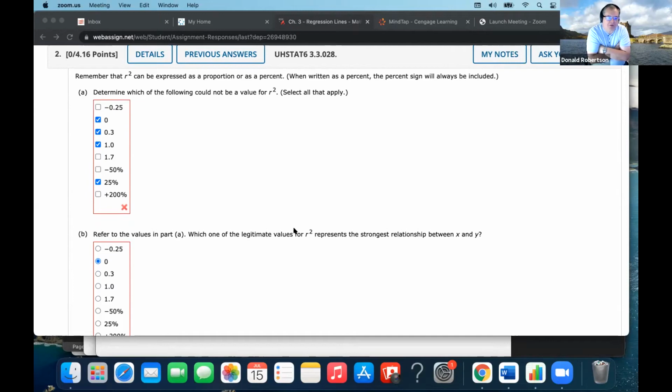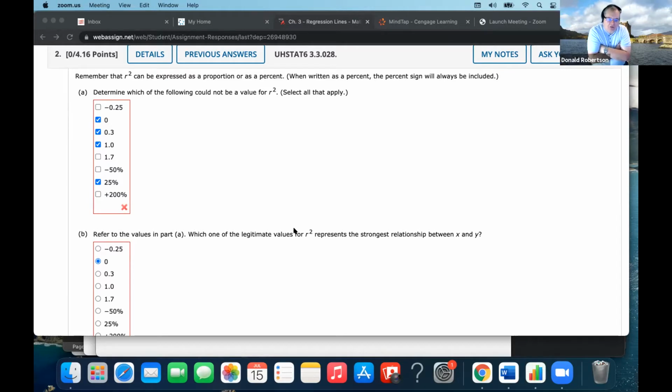R squared can be expressed either as a percentage or as a proportion. When you're writing a percentage, the percentage sign is always to be included. Okay, so that's just information. Determine which of the following could not be a fair value for R squared.